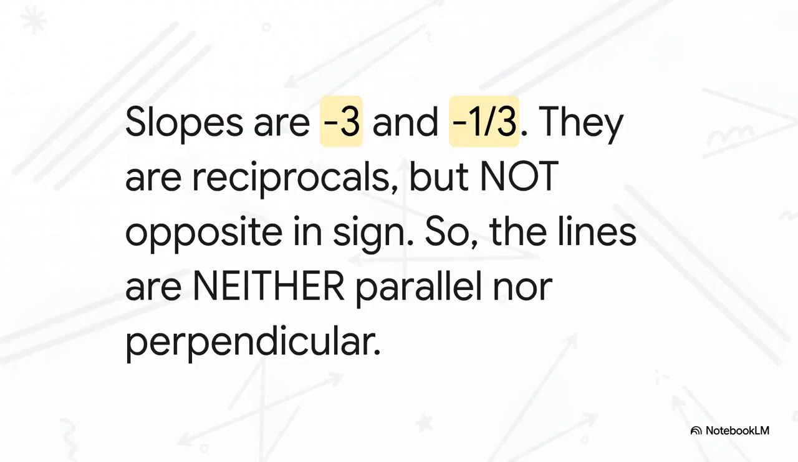Now for the moment of truth. We compare the slopes, negative 3 and negative 1/3. Well, they're definitely not the same, so they're not parallel. Are they opposite reciprocals? Well, they're reciprocals, yeah, 3 over 1 and 1 over 3, but they're both negative. For them to be perpendicular, one has to be positive. So since that rule isn't met, these lines are neither.